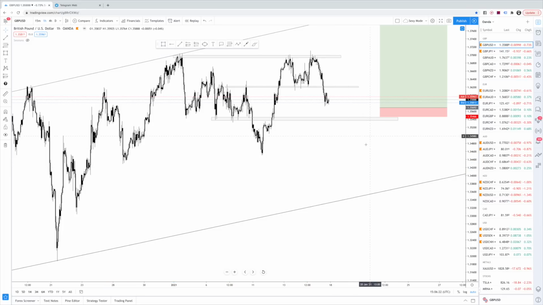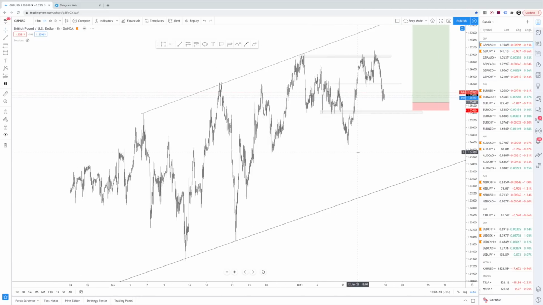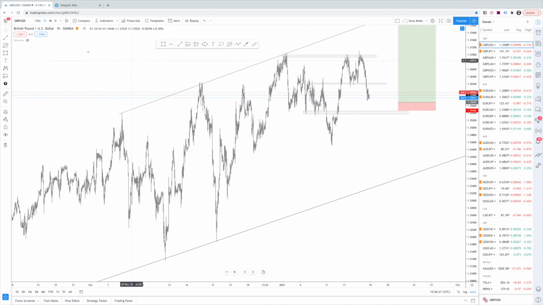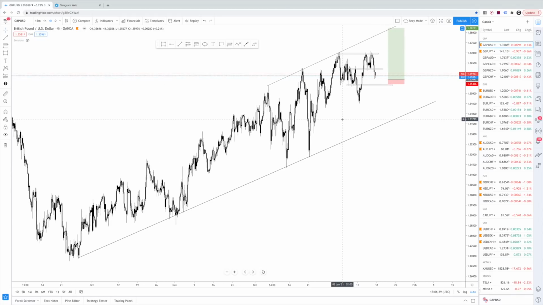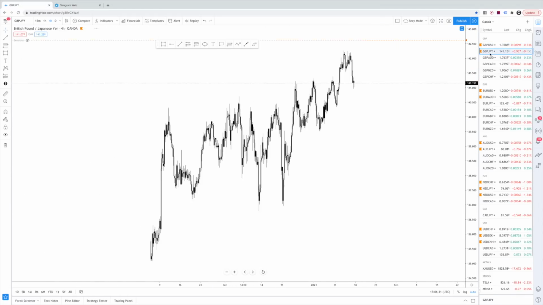I'll manage the position if it goes into profit, and I'll just try to shoot for the stars, a higher high on the daily and 4-hour structure. So yeah, it's just a matter of finding an entry. Same thing on GBP JPY.